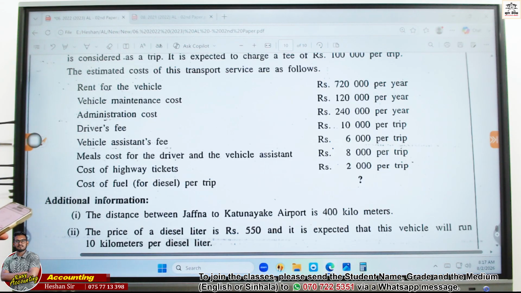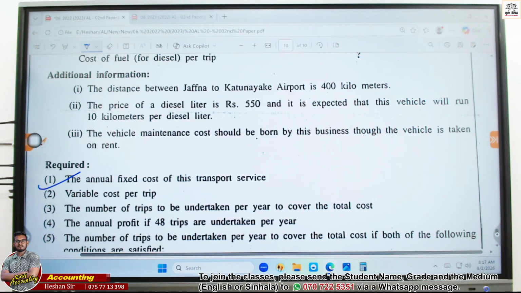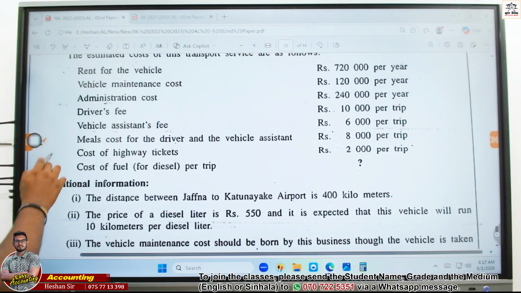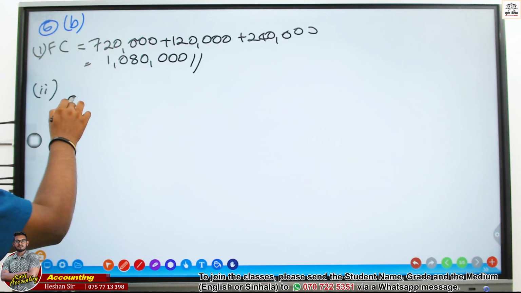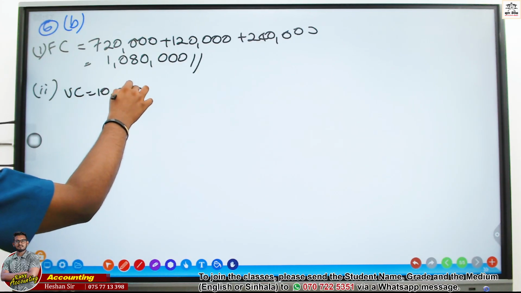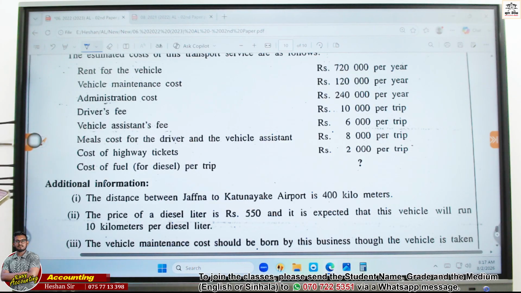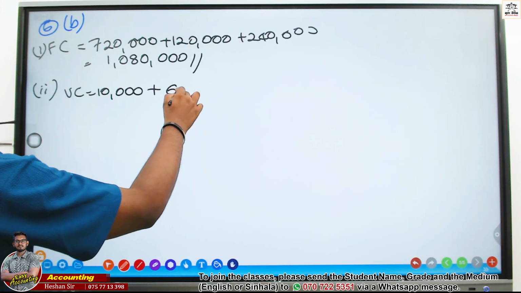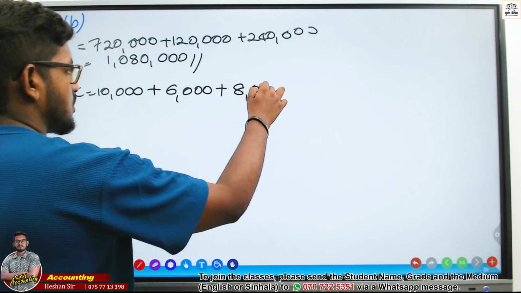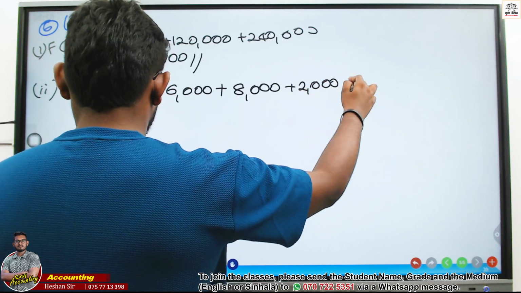Roman number 2. Variable cost per trip. Right? Variable cost. Then you can see driver fee 10,000. Driver fee 10,000. Variable cost 10,000. Vehicle assistance 6,000. Then cost of driver assistant 8,000. Highway ticket 2,000. Right?